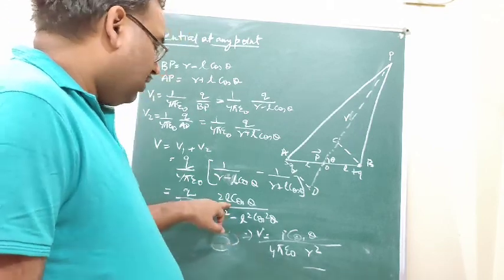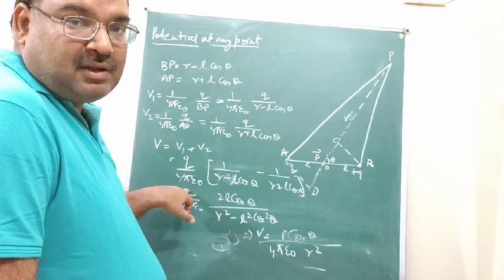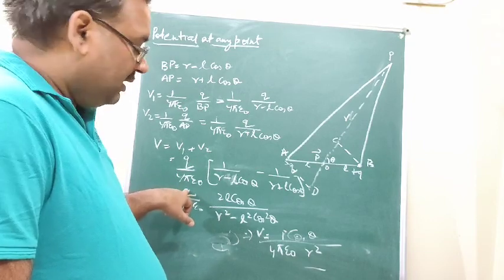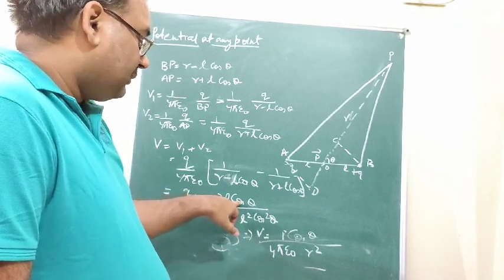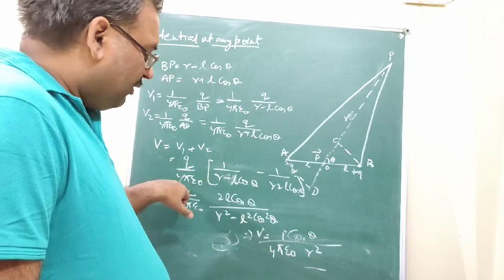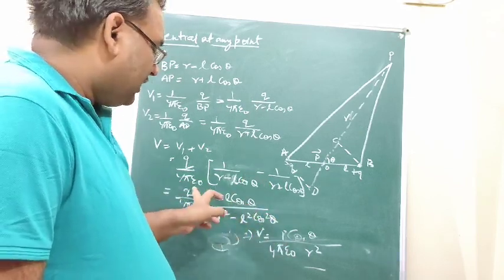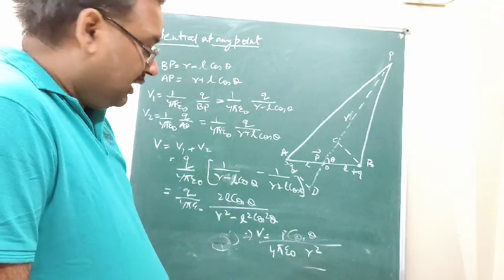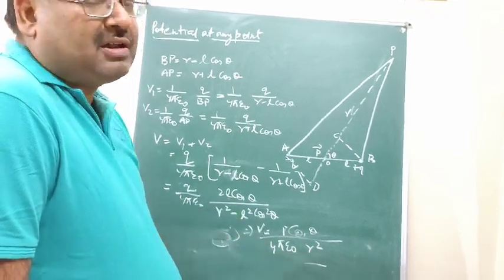Now, as we know that 2QL is P, the electric dipole moment, so we substitute the value here, it will become P cos theta. Instead of 2QL, we will get P, which is the electric dipole moment. So what is left in the numerator is P cos theta. Now in the denominator we have R square minus L square cos square theta.